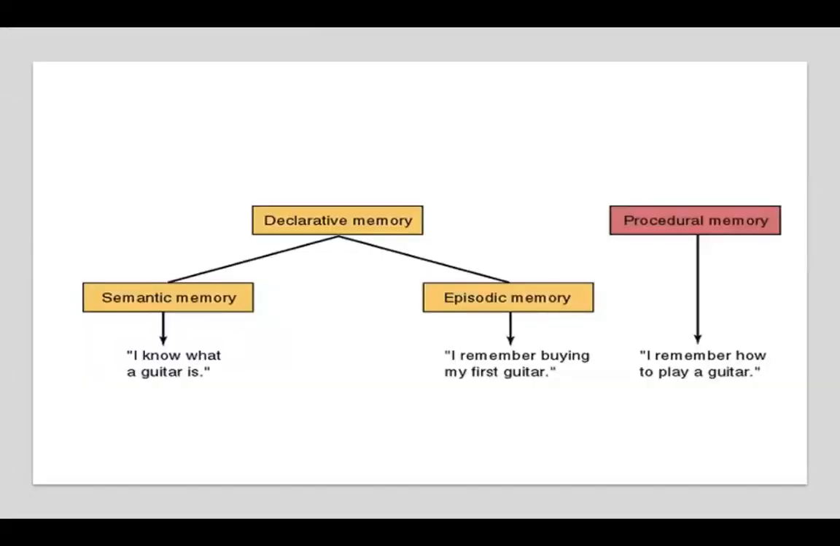This picture gives a visual representation of the two memories, explicit and implicit. In the yellow is our explicit memory, or our declarative memory, which is memory you consciously recall. The example given is a guitar. Semantic memory allows you to recall what exactly a guitar is, and your episodic memory allows you to remember the time that you bought that guitar. Both of these you must consciously think about. In the red is our implicit memory, or the memories that you unconsciously recall. Our procedural memory will allow you to remember how to play the guitar.